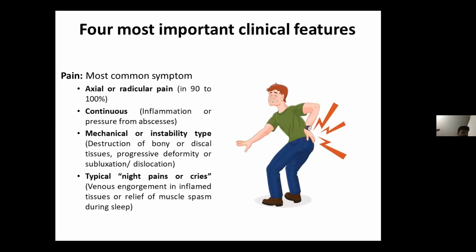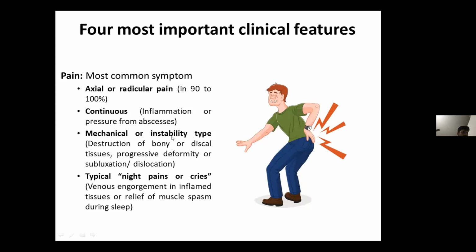The four most important clinical features that TB presents with. First, the most common symptom is pain. Almost 90 to 100% of patients present with either axial or radicular pain in the back. It can be a continuous kind of pain, which is typical of inflammation or a direct mechanical pressure from the abscess.